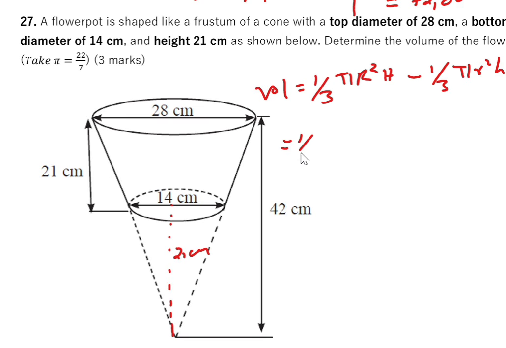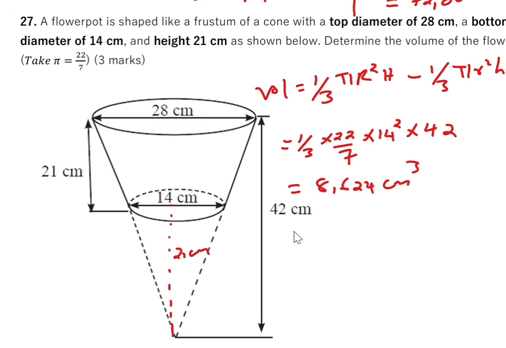So it will be a third times pi, 22 over 7, times the bigger radius. The bigger radius is here. Diameter is 28 divided by 2, so it is 14 squared multiplied by the height. The height of the bigger cone is from here to here, so it is 42. So we multiply this: a third times 22 over 7 times 14 squared times 42. You can see it is 8624. So the volume of the bigger cone is 8624 cubic centimeters.